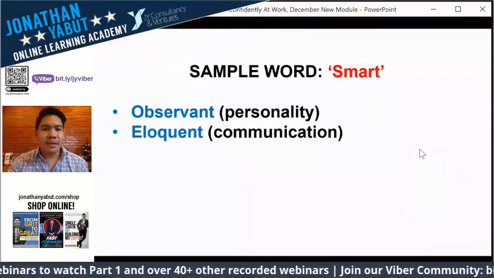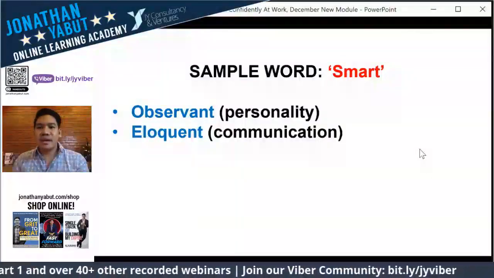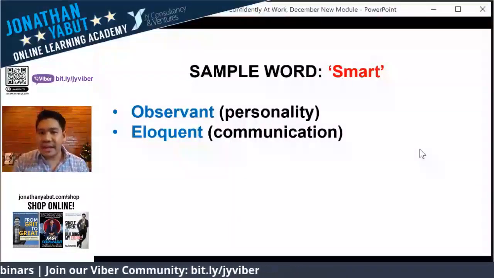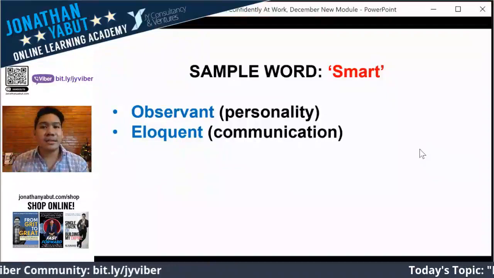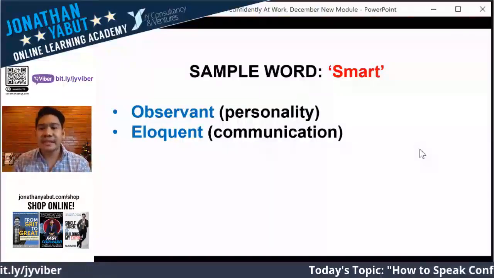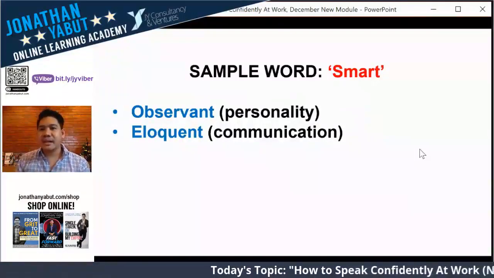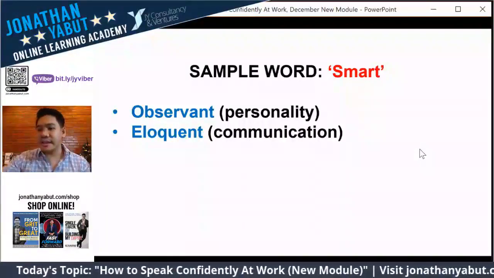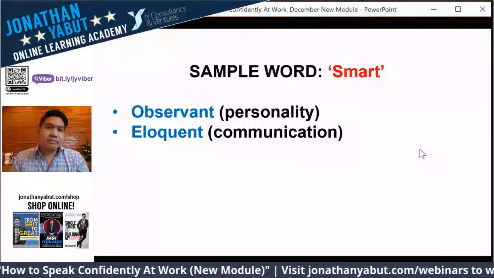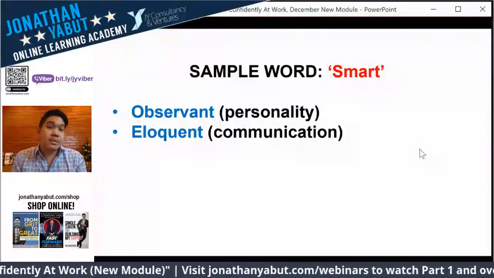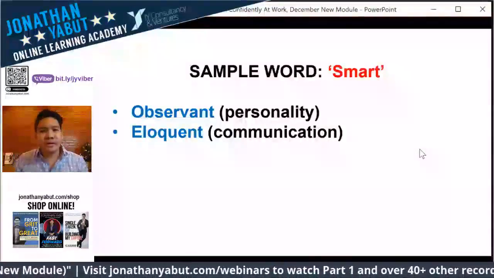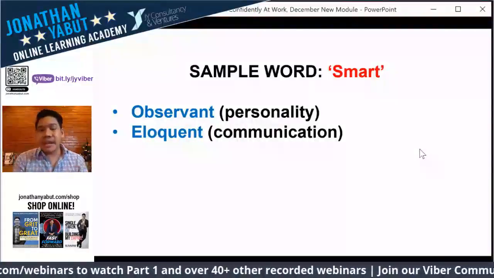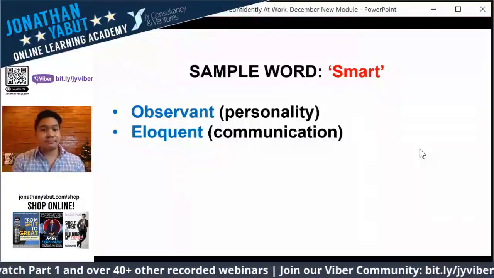Another example, let's say the person was very good with his communication skills. The person was very fluent in English. The person was able to answer the questions immediately and didn't need enough time to think about it. Many of us are misled to think that when someone speaks confidently, they're automatically smart. Not true at all. They just happen to be good with their words. So don't use the word smart, use the word eloquent, because that is a skill pertaining to one's communication.